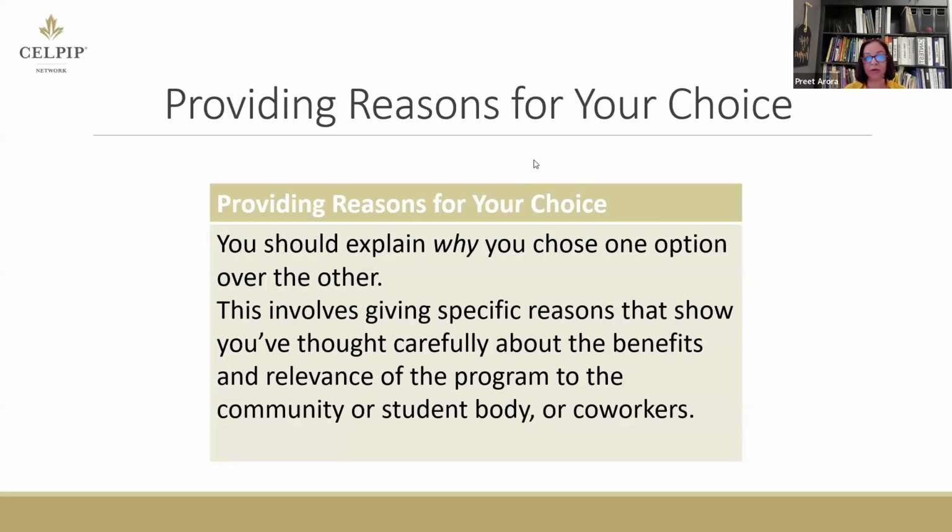So the next competency that you require is providing reasons for your choice. And you have to explain why you chose one option over the other. And it requires specific reasons. And you have to think very carefully about the benefits and the relevance of the program to the community. The more logical you are, the higher your score will be.